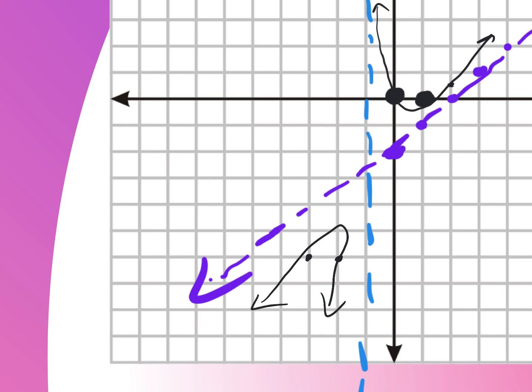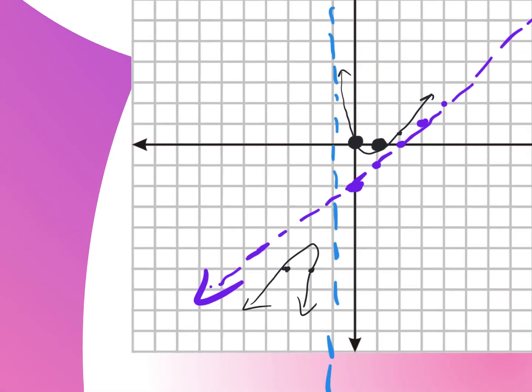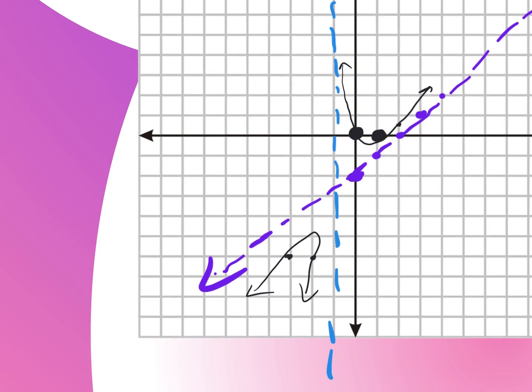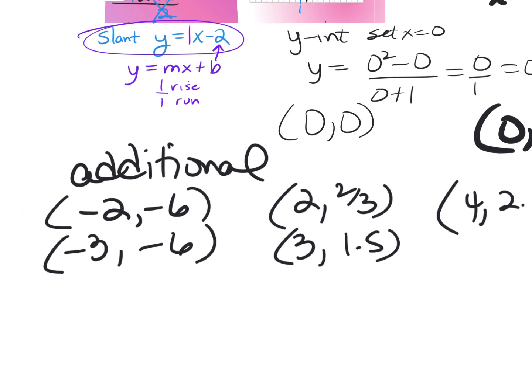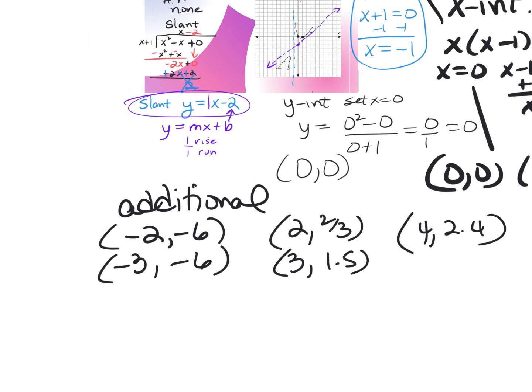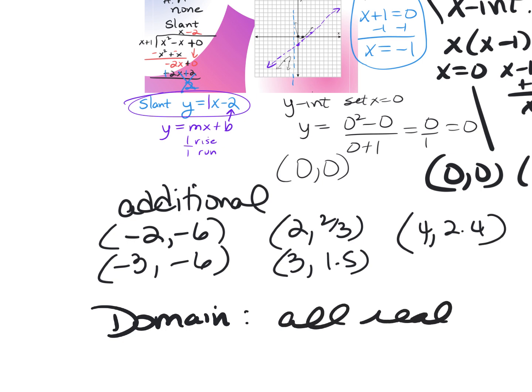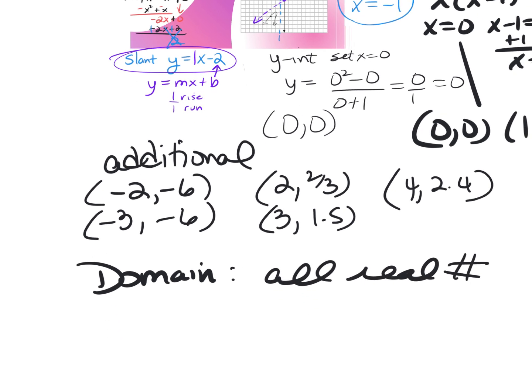So just list the ordered pairs, the additional ones. Now, the domain of this one is going to be all real numbers except when x equals -1. So the domain in words, but you're going to list it in interval notation. So this one's all real numbers except when x equals -1.